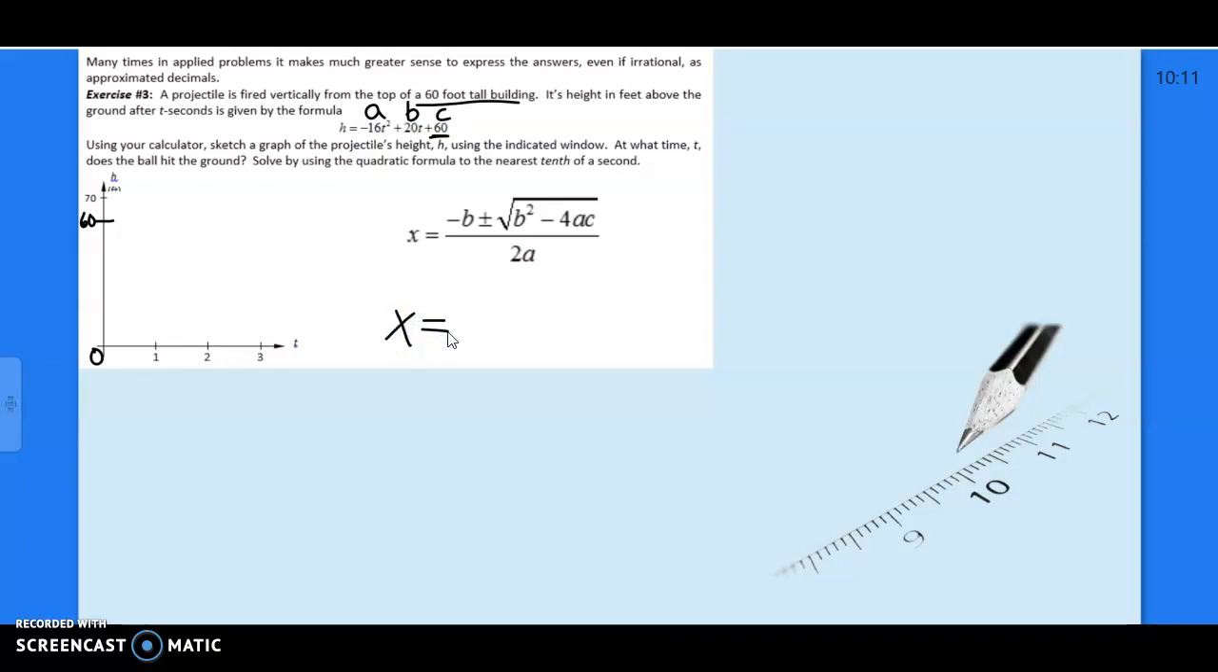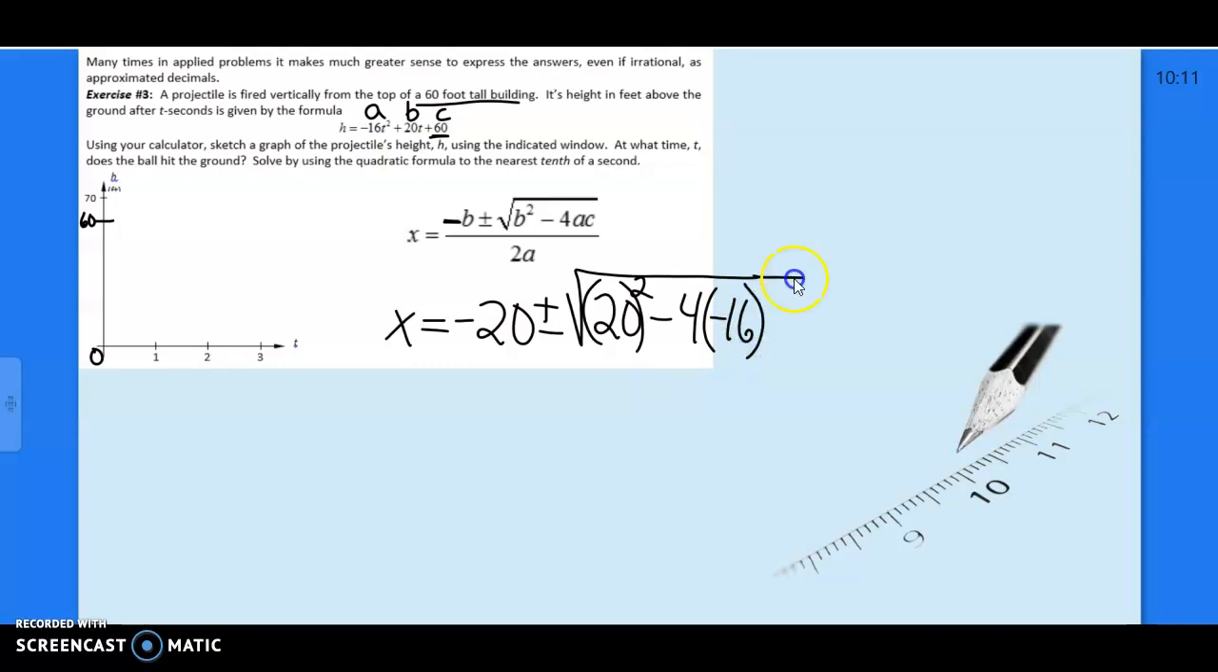So let's go ahead, start substituting numbers. The b value is positive 20, but this is a negative here, so that makes it negative 20. Plus or minus, big square root, give yourself plenty of room to put in the b value squared. Again, I'm just substituting. Minus 4. Always using parentheses. I know it's positive, but just good habits. A is negative 16. Whew, and C is 60. Okay. Put it all over 2 times the A value, negative 16.